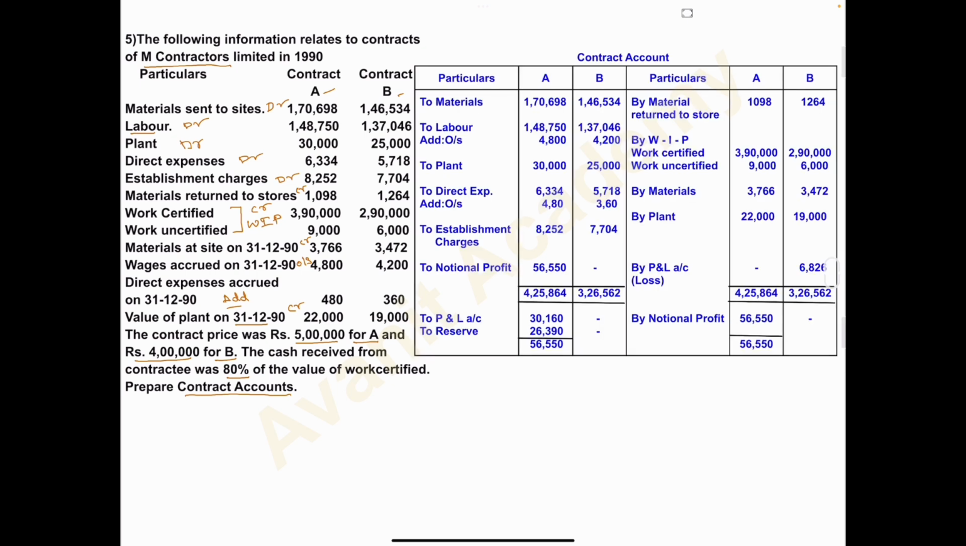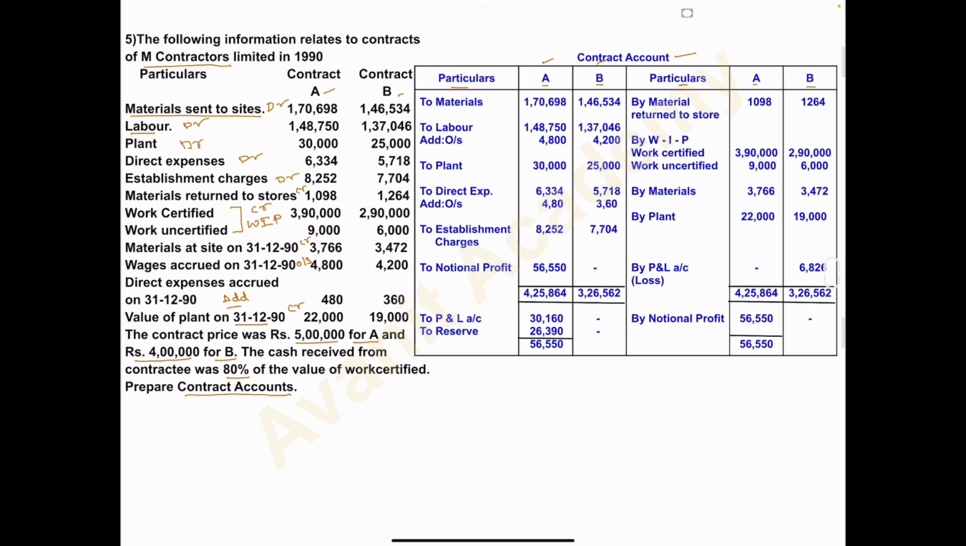So we'll start the solution. Contract A. So in one format only I have taken contract A and contract B. So it will be easy to prepare the contract account. It will save your time and energy. So the columns: particulars, contract A, contract B, particulars, contract A and contract B. So information related to contract A, you have to write here and related to B here and same to the credit side. So first what we will take? Material sent to site.